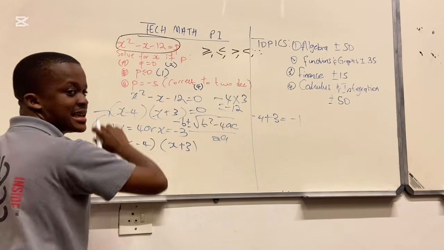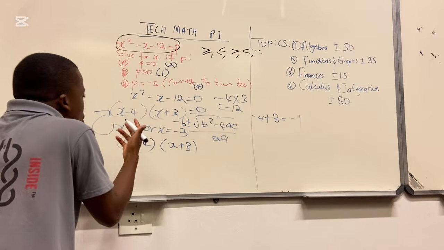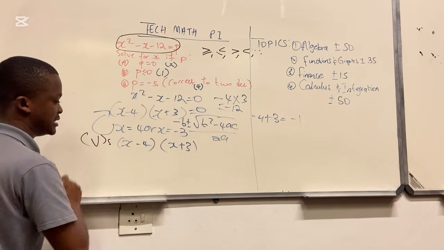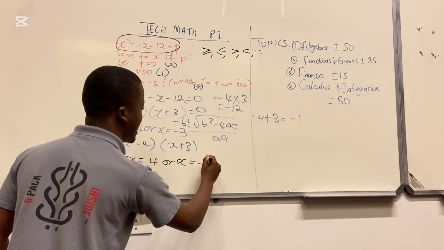Now, but P is less than 0. P is the same equation, so we are going to use the same equation. So the critical values: x is equal to 4 or x is equal to -3.